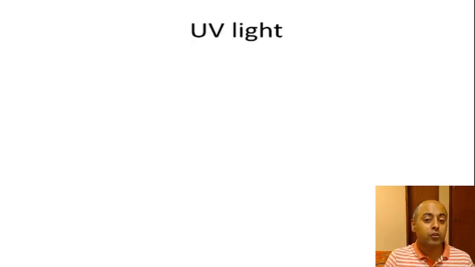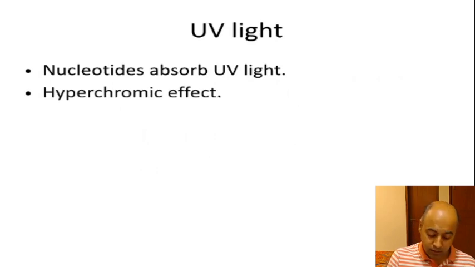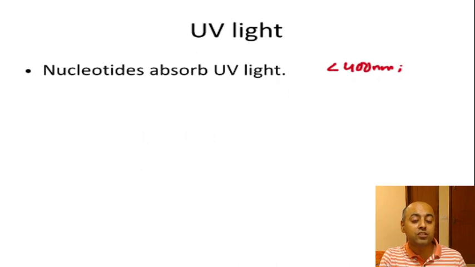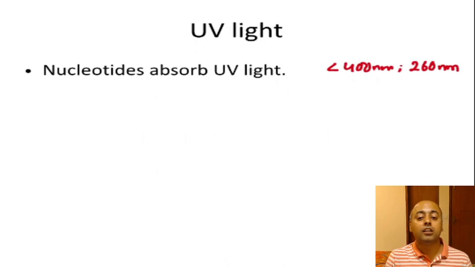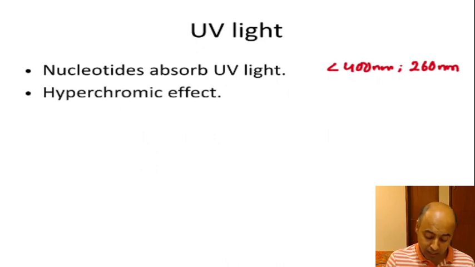And the last important point about nucleotides, which you have to keep in mind, is their interaction with UV light. Please note, nucleotides will absorb the UV light. All right, they will absorb the ultraviolet light, and this ultraviolet light is in the range of less than 400 nanometer. If you have to mark the very specific wavelength which is absorbed by the nucleotides, your answer should be 260 nanometer. They absorb the UV light at 260 nanometer. They also show what is known as the hyperchromic effect. What is the hyperchromic effect?